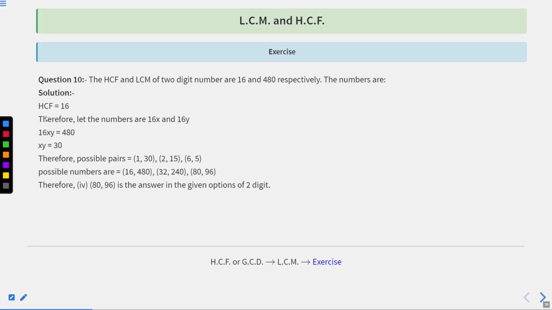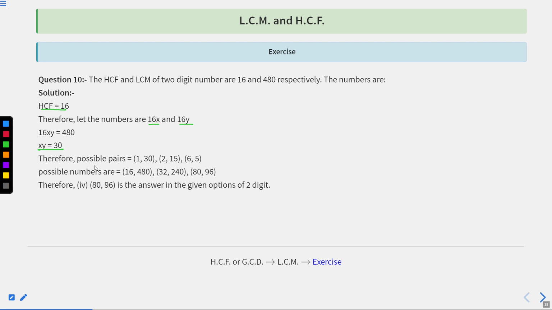So it is given that HCF is 16. Therefore, let the numbers be 16x and 16y, because since the HCF is 16, the numbers are going to be multiples of 16, because 16 divides both the numbers. So we can write 16xy equal to 480, correct? Because the LCM is also given to us. So xy is equal to 30. So their product is known.